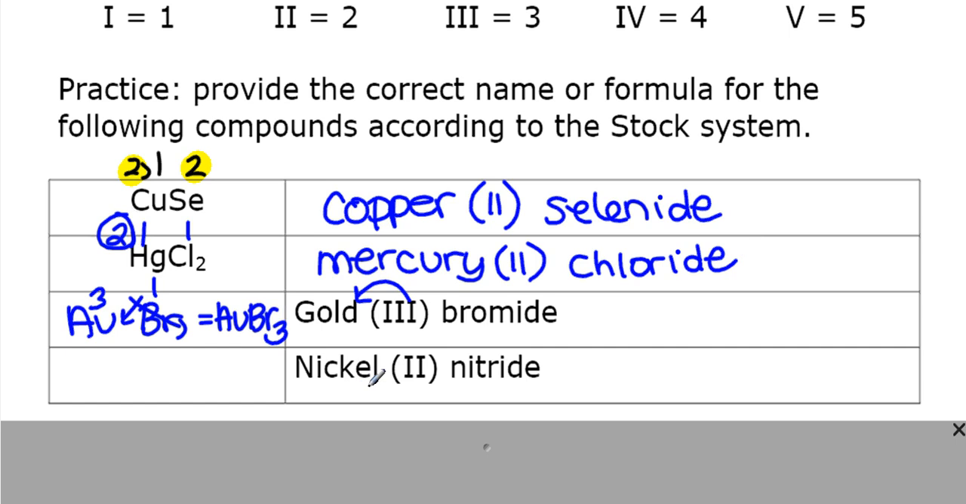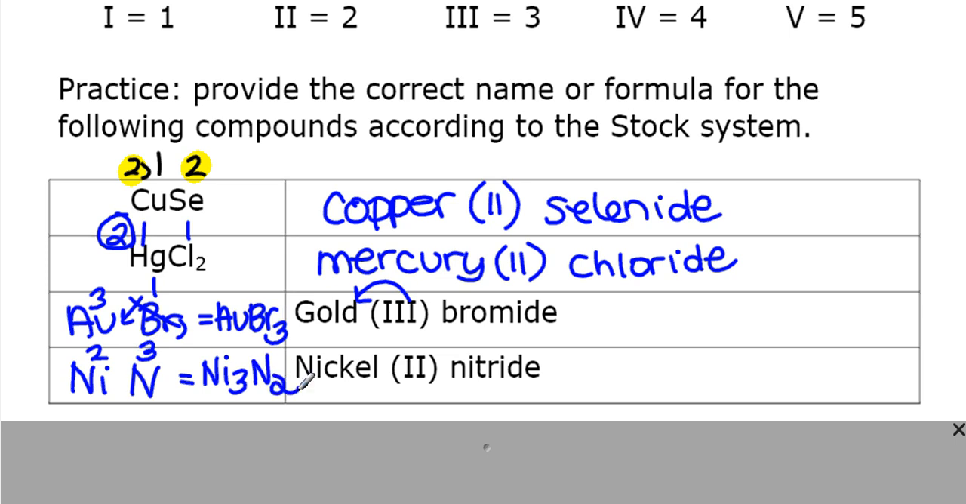Next one, nickel to nitride. So here, they're telling us to use nickel with a charge of 2. Nitride means nitrogen. It has a charge of 3. And then I do my crisscross, Ni3, N2.